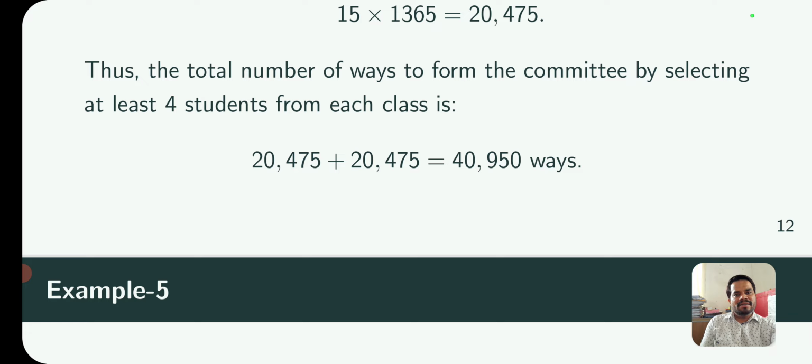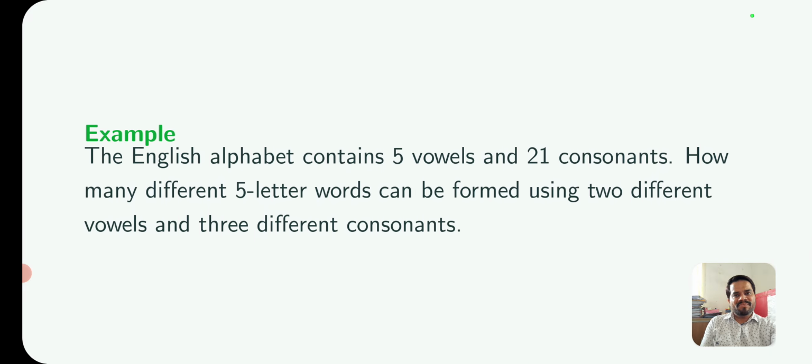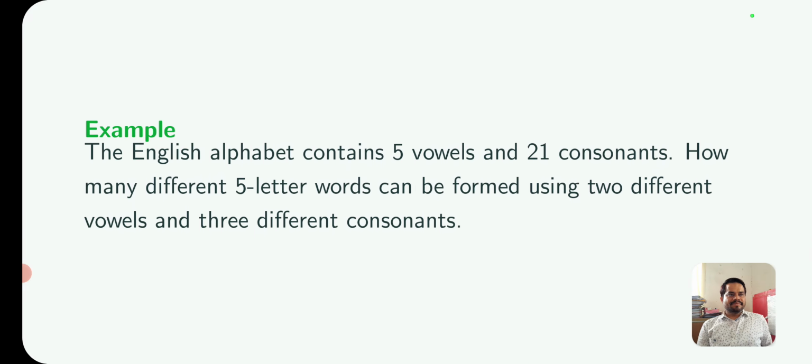So let us see the next example. The English alphabet contains 5 vowels and 21 consonants. How many different 5-letter words can be formed using 2 different vowels and 3 different consonants? So read this example. There are 5 vowels and 21 consonants in the English alphabet, and out of these, 5-letter words can be formed using 2 different vowels and 3 different consonants. So it is very easy.